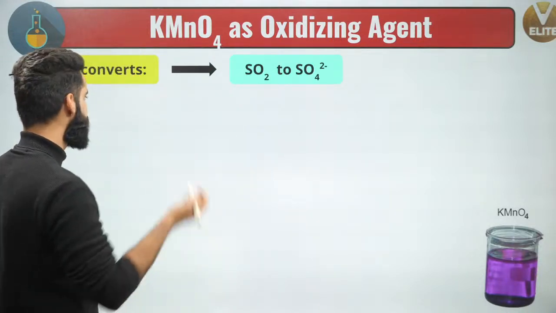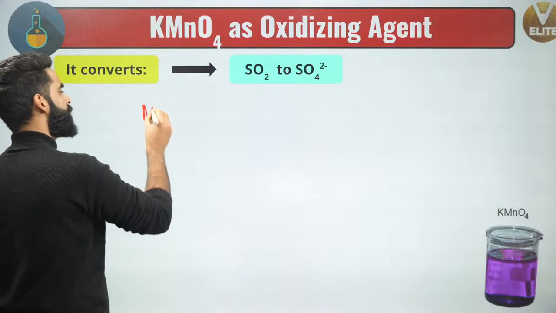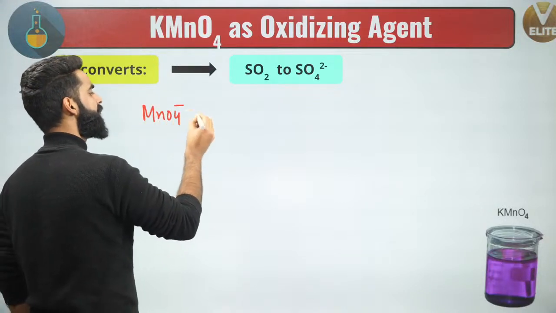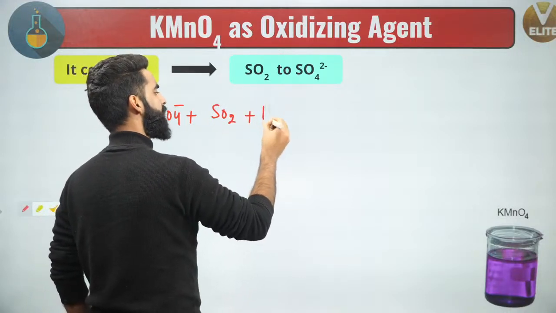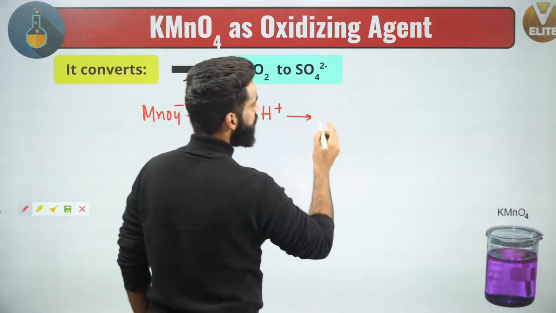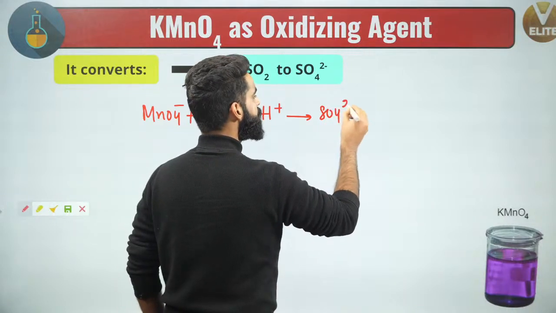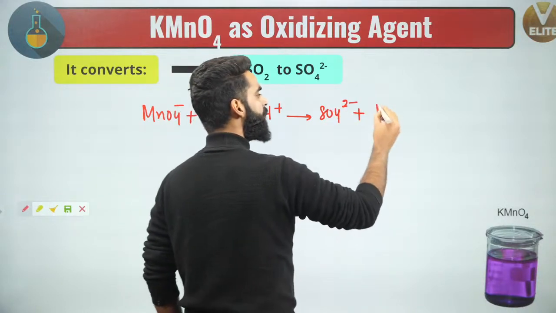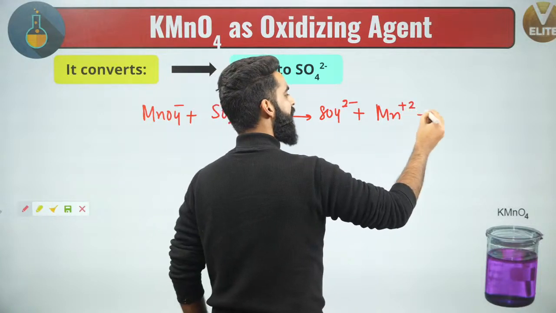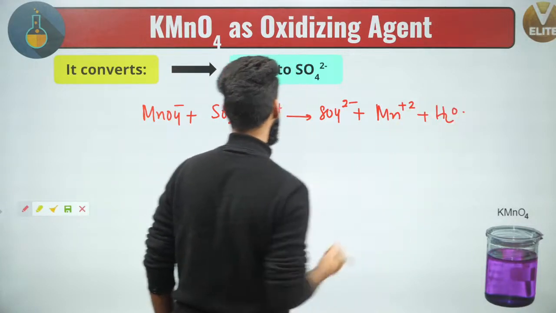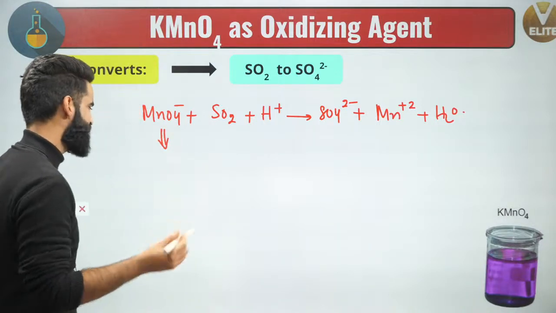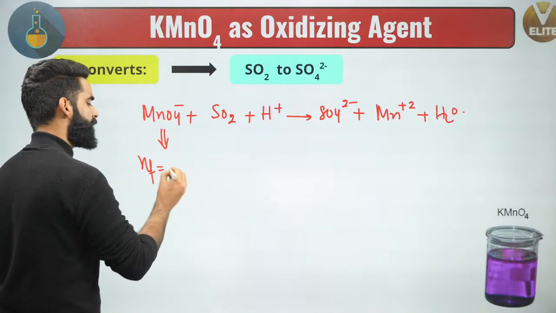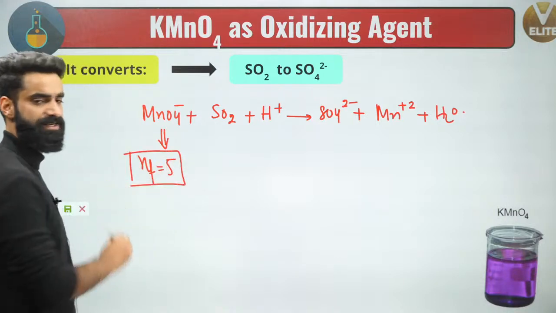Very simple. So I can say the same KMnO4, or the same MnO4⁻, converts what? It converts your SO2 in acidic medium to SO4²⁻, and in acidic medium we already know MnO4⁻ gets converted to Mn²⁺, and with this I'll be getting some water as well. If I ask you what is the n factor of this MnO4⁻ right here, you'll simply say the n factor of this KMnO4, of this MnO4⁻, is 5.